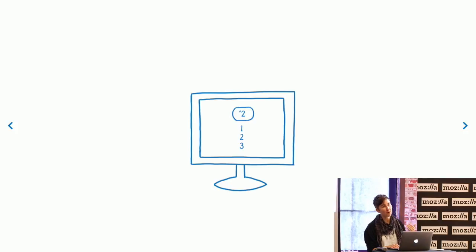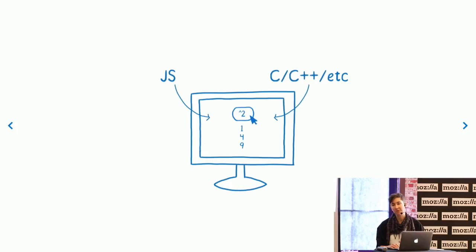WebAssembly is a way to run programming languages other than JavaScript in web pages. In the past, when you wanted to run code on a web page, your only option was JavaScript. So if you wanted to change the DOM in response to an event, or you wanted to run a calculation, you'd have to be using JavaScript to do that. But with WebAssembly, other languages will be able to do these things too.